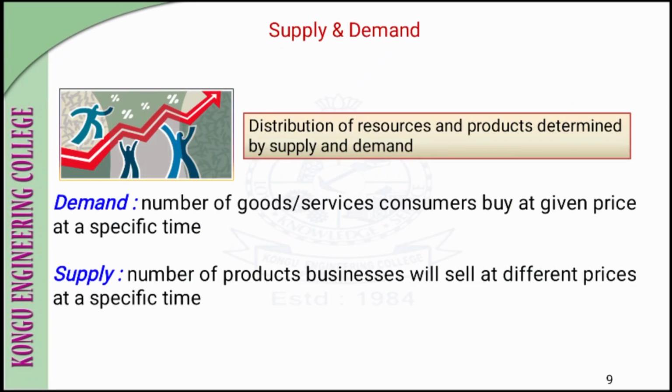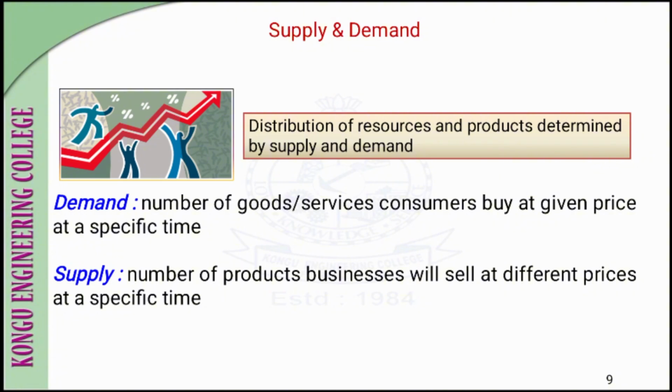Next important topic, supply and demand. The distribution of resources and products is determined by supply and demand. Demand means the number of goods and services consumers buy at a given price at a specific time. In economics, demand means the customers are willing to buy a product. That is the main thing of demand.